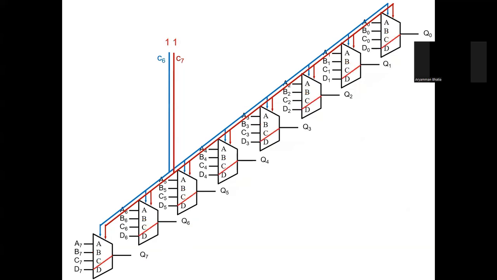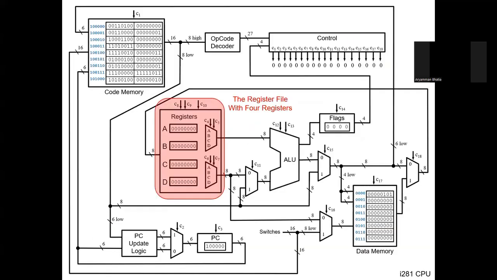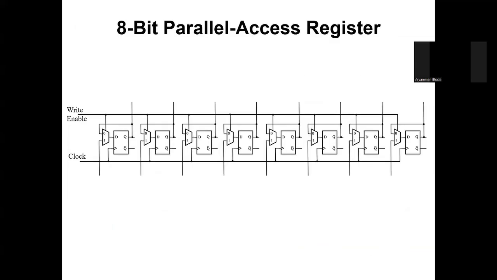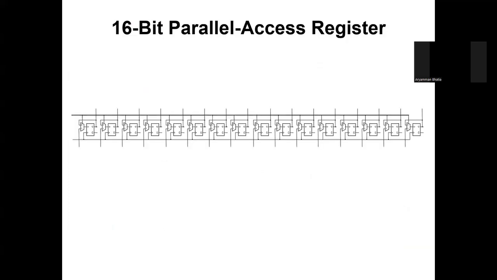It's just repeating the same thing, exhaustively covering all the components. So this is the data memory. Now the data memory is also 8-bit parallel access. Code memory is actually 16-bit parallel access registered. So yeah, that was all that was covered in this particular lecture.